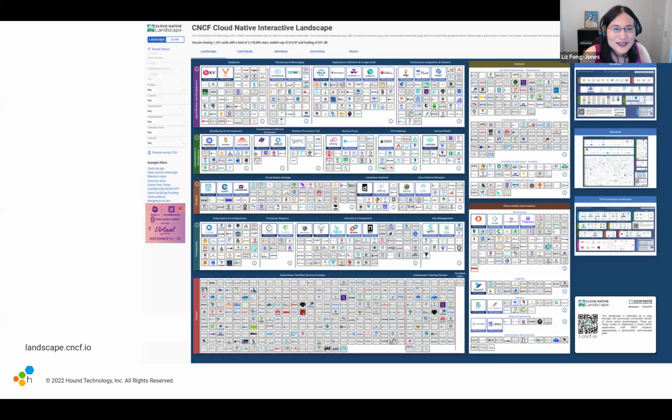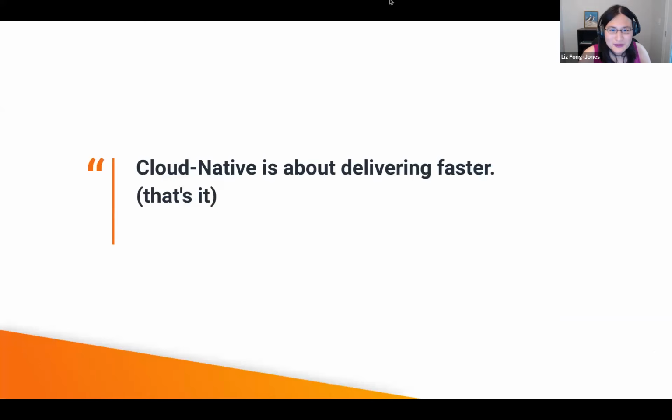So let's actually simplify and break this down, right? There are all these things, saying, is it databases? Is it runtimes? Is it X or Y or Z? But the answer in my book is cloud native is about enabling us to deliver faster.